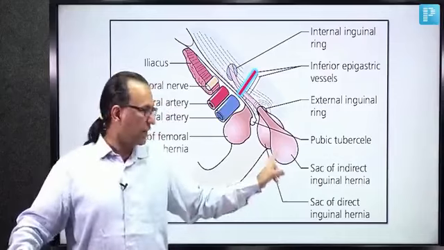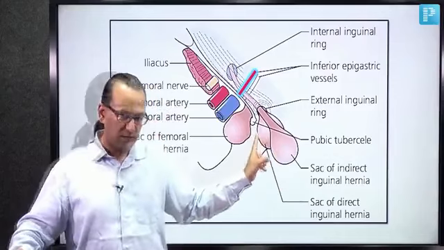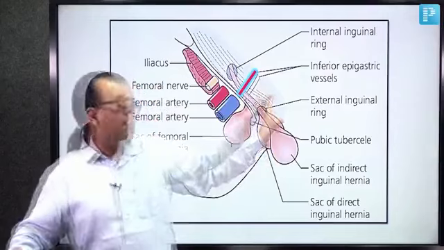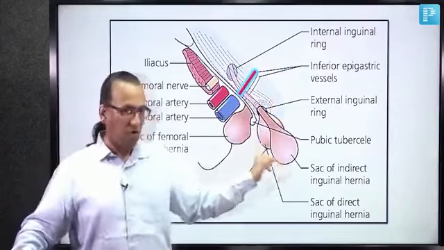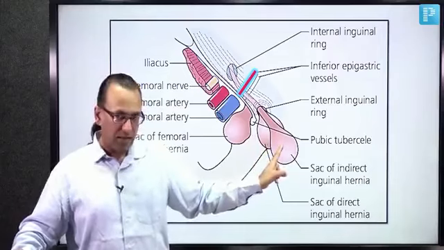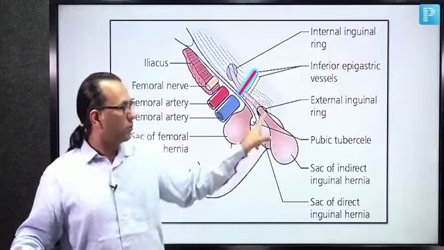Whereas if you're talking about the direct inguinal hernia, which is lying posterior to that, it comes from Hesselbach's triangle, lying medial to the inferior epigastric vessels. Now maybe it is a direct inguinal hernia or an indirect inguinal hernia. In both of them, the neck is superior-medial to the pubic tubercle.